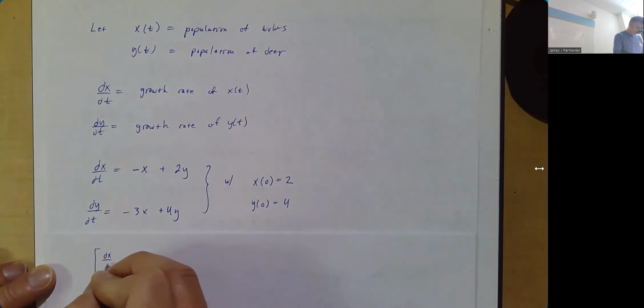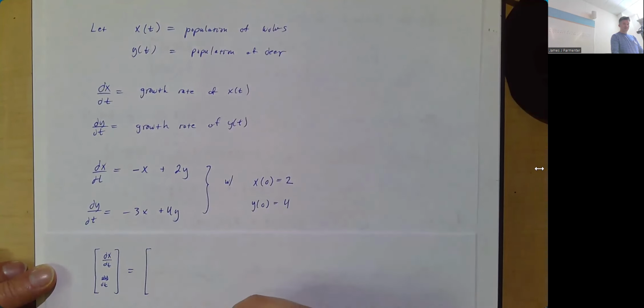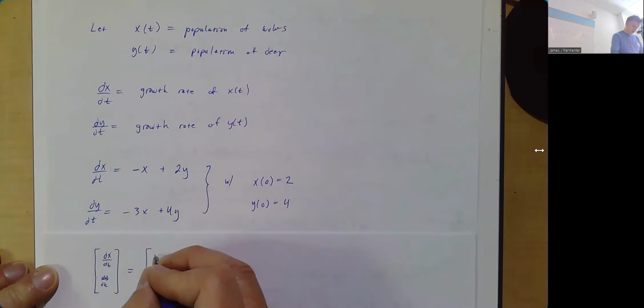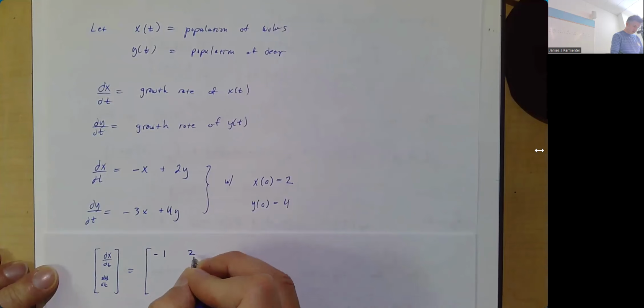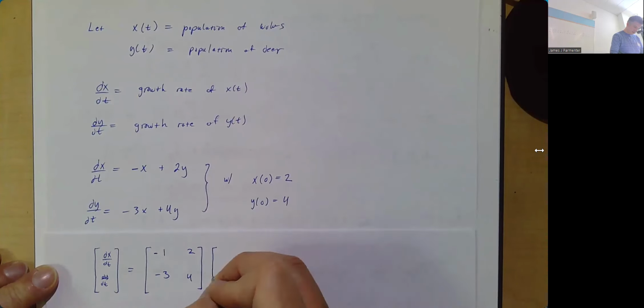dx/dt, dy/dt is a vector, and it's equal to the coefficient matrix. Sorry, I'm not sure what you're referring to exactly, Jessica, or whoever that was. Give me a second. So this coefficient matrix, -1, 2, -3, 4, times x and y.